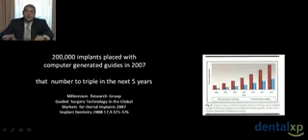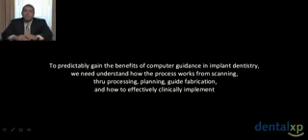5 years. However, some of you who have used computer guidance have found that the results haven't always been exactly what you anticipated. So to predictably gain the benefits of computer guidance in implant dentistry, we need to understand how the process works, from scanning through processing, planning, guide fabrication, and how to effectively implement the procedure clinically.